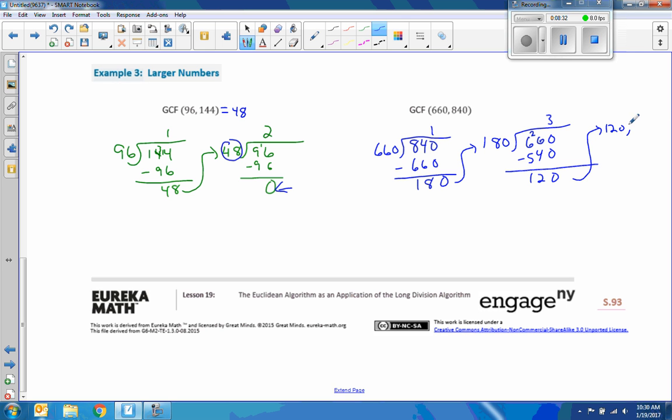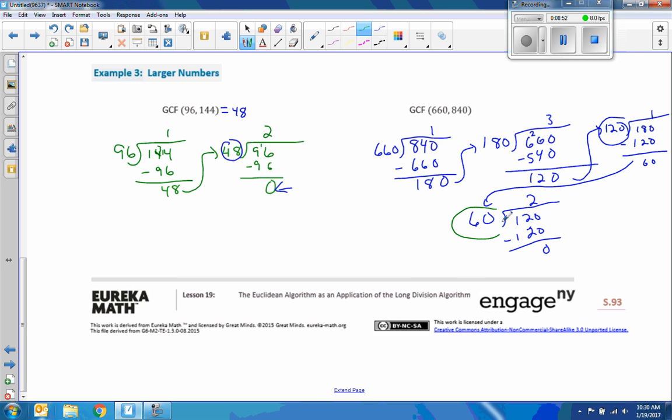180, once, subtract, 60, and then finally take that 60 and divide this by it. And 2 times 60 is 120. We have no remainder, therefore my divisor is my GCF. Okay, hopefully you're as impressed with this algorithm as I am. I think it's pretty cool.